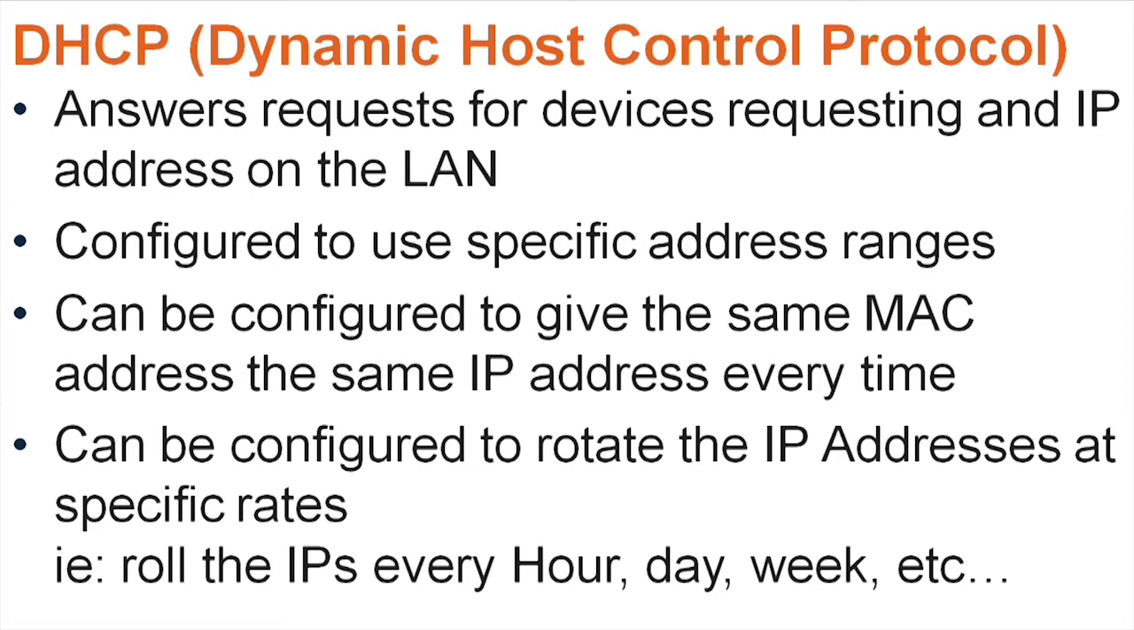So DHCP answers requests for devices requesting an IP address on the LAN. They're configured to use specific address ranges and can be configured to give the same MAC address the same IP every time. We talked about that. It can be configured to rotate the IP addresses at specific rates: roll the IPs every hour, every day, every week, etc. There are some people out there trying to roll the MACs with a strategy at random times so that malware gets all messed up when it's trying to report back and things like that. Kind of crazy stuff. Some tactics that they're trying.